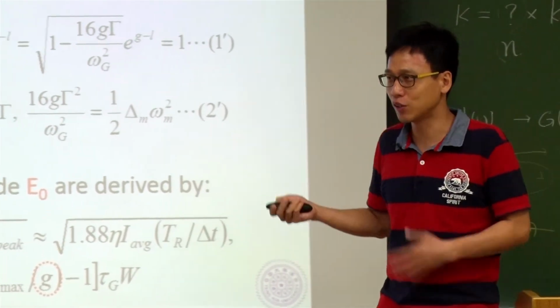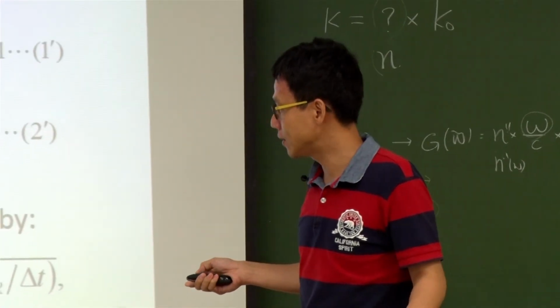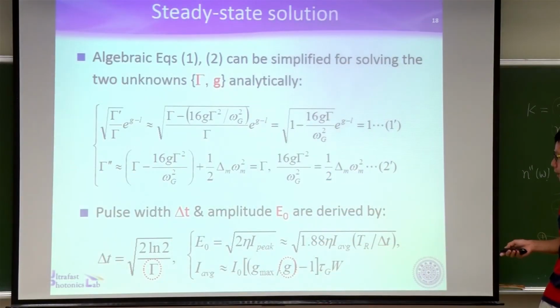Because it is Gaussian, you have a pulse shape correction term that changes 2 into 1.88. Okay? Then your average intensity is governed by a formula also introduced in lesson 1, the review about CW lasers. Average intensity is the unit intensity times G max over G minus 1 times tau G W. W is pump rate. Tau G is the lifetime of your gain medium. These are the parameters you have to be given in advance. G max, maximum gain, is also from the gain medium parameters.